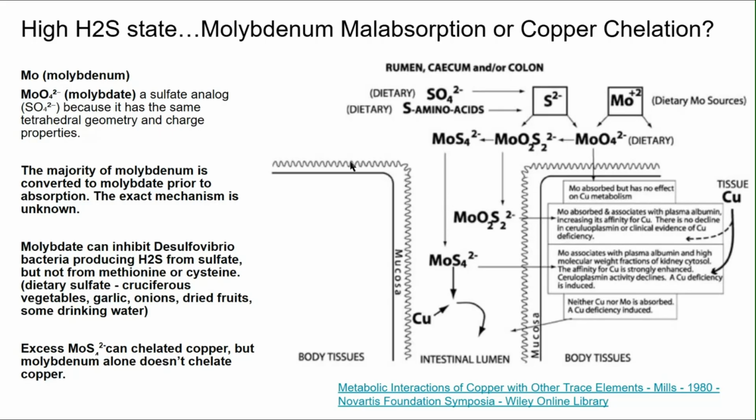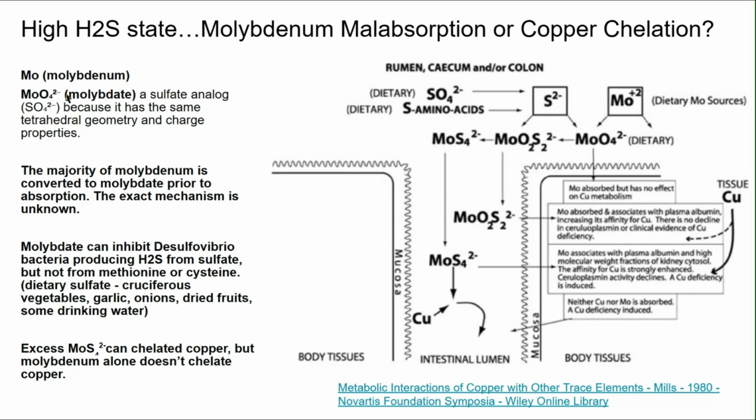So, what if you do have these particular hydrogen sulfide producing bacteria in your small intestine? You could do a GI map, but a GI map is not going to catch what you have in your small intestine. A GI map is a PCR test that looks at the bacterial DNA to see which type of bacteria you have in your stool, but it's not going to catch what you have in your small intestine. So if you think, though, that you might have a high hydrogen sulfide state, then that could potentially cause molybdenum malabsorption or copper chelation. So let me explain how.